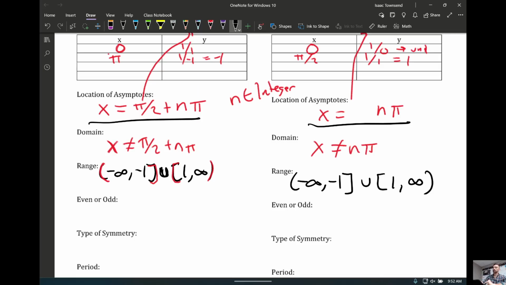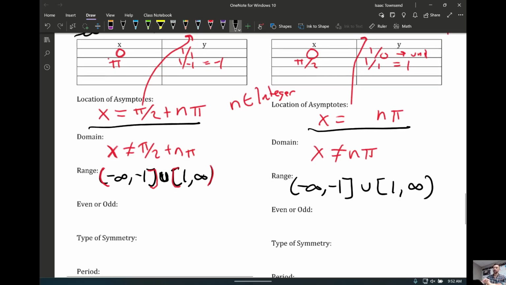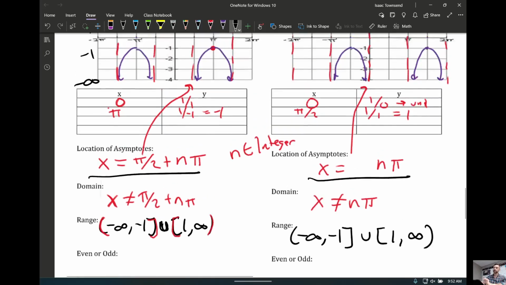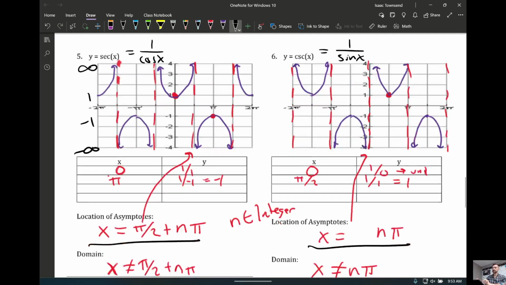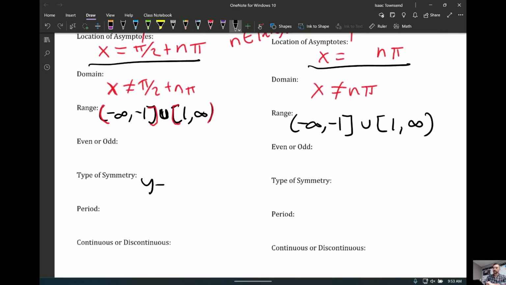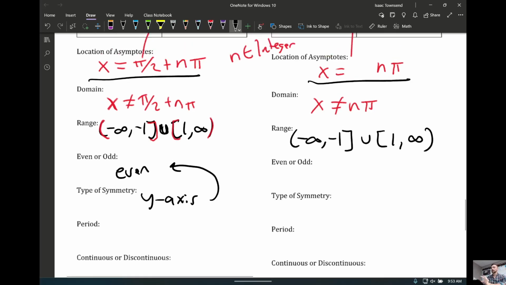Okay, if you don't remember which ones are even and odd, I'm going to work this one backwards from how I did the first ones. Look at the type of symmetry. This is symmetric to the y-axis, which is a characteristic of even functions.